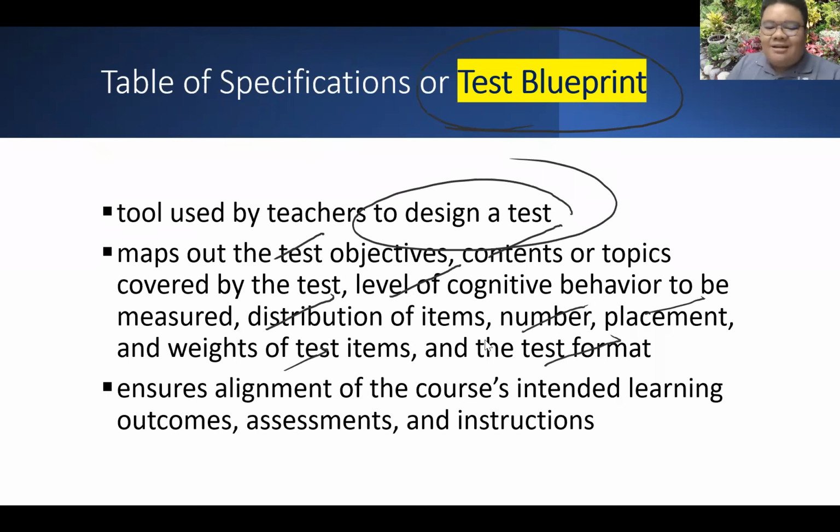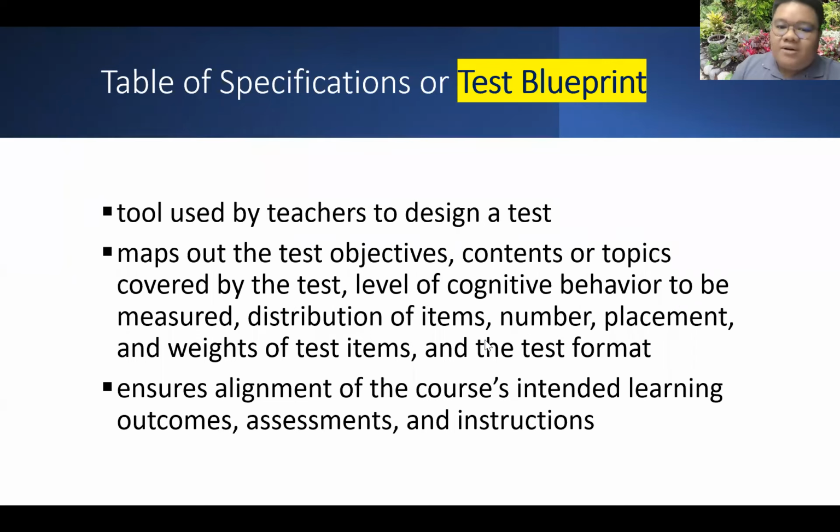Do not memorize that. Try to look at the examples that I have given to you through your study guide. Kapag titingnan nyo yung tatlong examples na nakalagay, class, sa study guide natin, makikita ninyo guys that there are three. No? There are three examples there. So your TOS, your three-way TOS, your two-way TOS, and your one-way TOS. If you would look at the labels there of the columns, makikita nyo, nandyan yan lahat. Test objective, content topic, okay, the level of cognitive behavior, the distribution, the number, placement, the weight of test item, and then the test format.